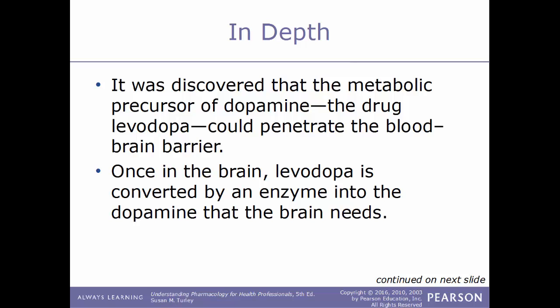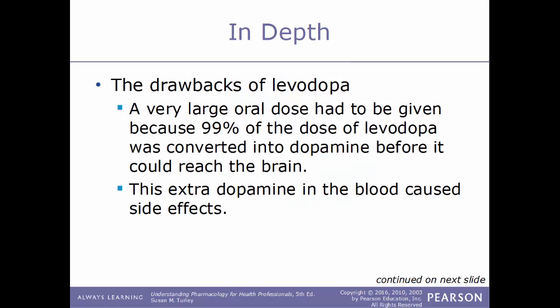Now once in the brain, levodopa is converted by an enzyme into the dopamine that the brain needs. But there are some big drawbacks for levodopa. A very large oral dose had to be given because 99% of the dose of levodopa was converted into dopamine before it could reach the brain. And all this extra dopamine in the blood would cause side effects.